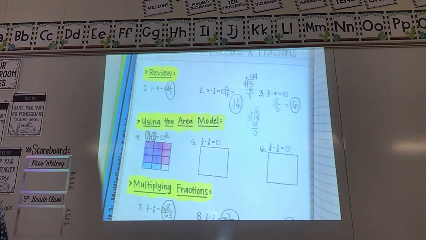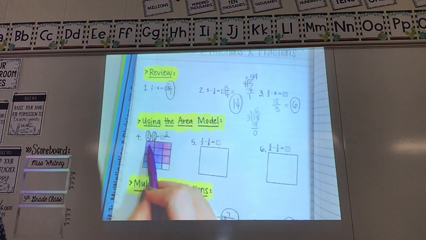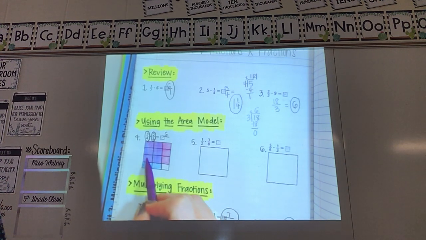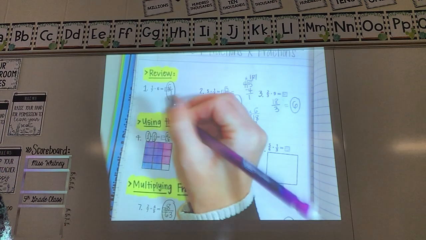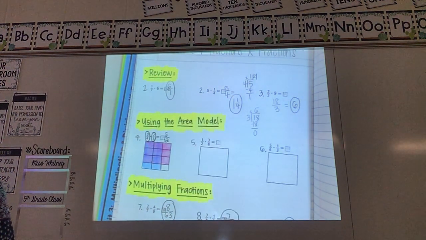And to get my bottom number, I count how many pieces there are in there. All together, how many pieces? 1, 2, 3, 4, 5, 6, 7, 8, 9, 10, 11, and 12. So 6/12 would be my answer.